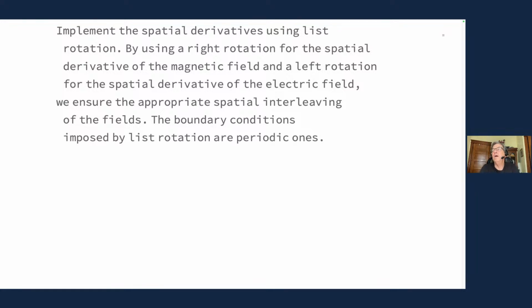And we'll rotate right for the spatial derivative of the magnetic field, and we'll use a left rotation for the spatial derivative of the electric field, and that ensures that we get the proper spatial interleaving. Okay, so in Mathematica, this interleaving is very easy to implement, and the boundary conditions imposed by list rotation are periodic.